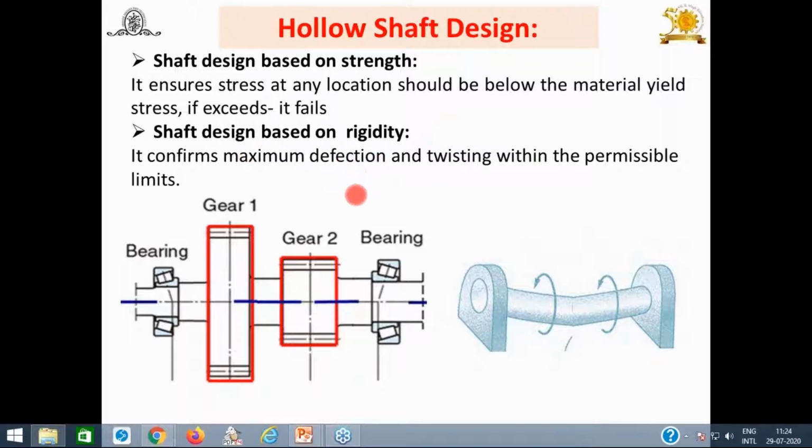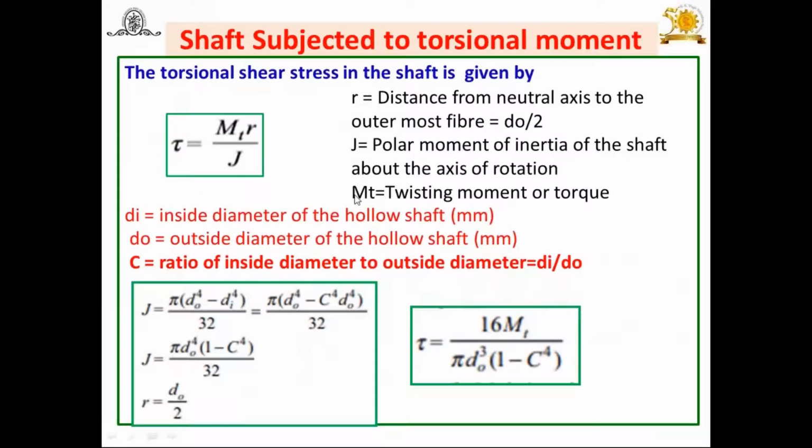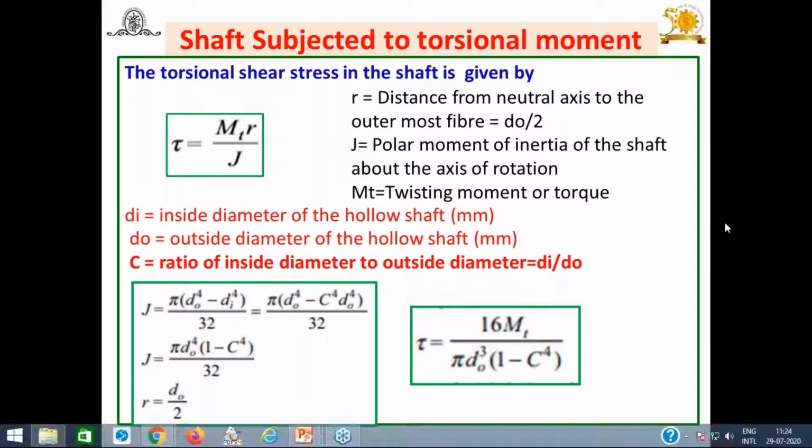And shaft design based on rigidity. So we have to confirm the maximum deflection and maximum twisting of the shaft based on torsional rigidity. Both the approaches remain. This approach is also the same as for a solid shaft. Now let us see. In the first case, when the shaft is subjected to torsional moment, which shaft now? Hollow shaft. Now in a hollow shaft, it's like a cylinder within a cylinder. The outer diameter is DO and inside it's like a cylinder here.